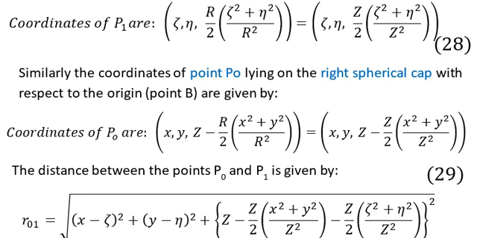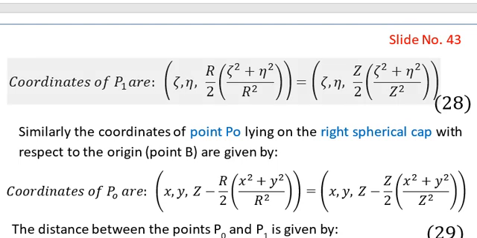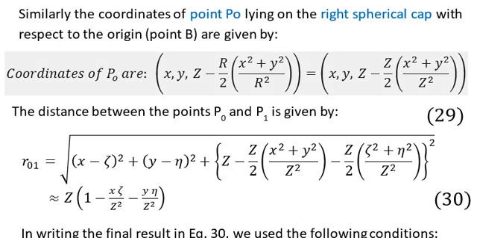Now we can find out the distance between the point P0 and P1. We have calculated the coordinates of point P1 in equation number 28. We have calculated the coordinates of point P0 in equation number 29. Now we can apply the distance formula between these two points to calculate R01. So we have to calculate R01 in this special case, because we could not apply equation number 9, equation number 11 or equation number 14 of the Fresnel diffraction formula, because R01 was not simple in that case.